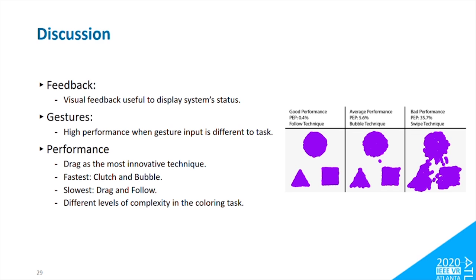The techniques with the highest performance, in this case drag and clutch, were those that had a controlling gesture weight different from the coloring task. On the other hand, the bubble and swipe techniques obtained the highest error ratio because the control gesture was too similar to the painting task. The drag and follow techniques were the slowest ones, probably because of the influence of the time it takes when putting and selecting a new contact area. Additionally, we have to take into account the complexity and proximity of each shape to the user as a factor that influences the user performance.